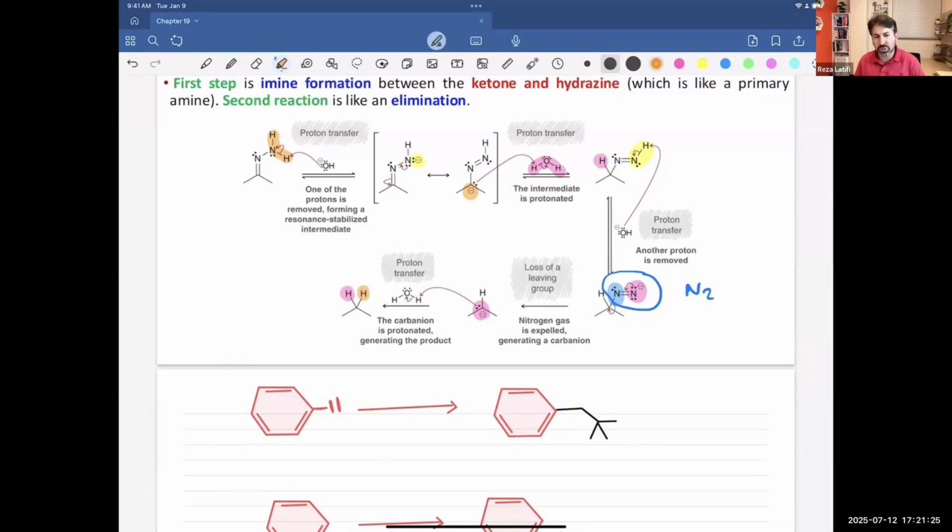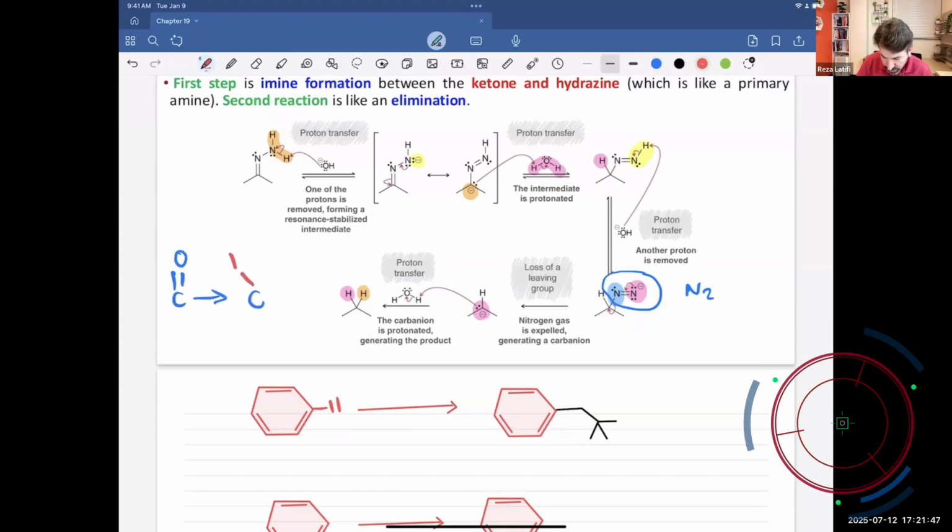Those two hydrogens that I showed on carbon, we got them from water, or technically our acidic solvent. So the entire reaction I can show like this. We had the carbonyl group, and that carbonyl group turned into this: oxygen got replaced by two hydrogens.